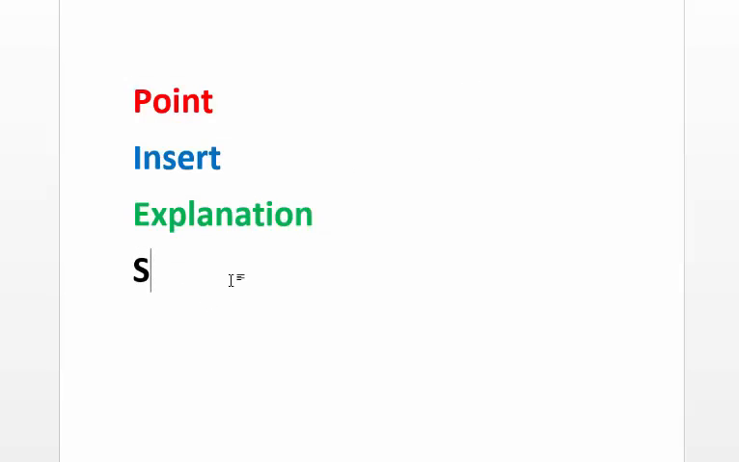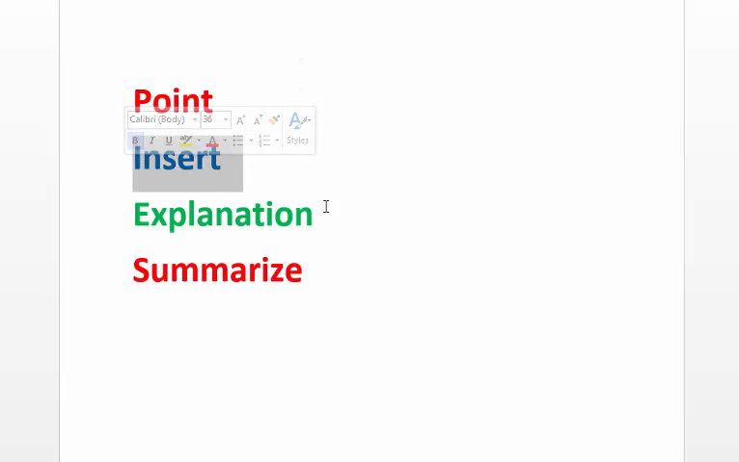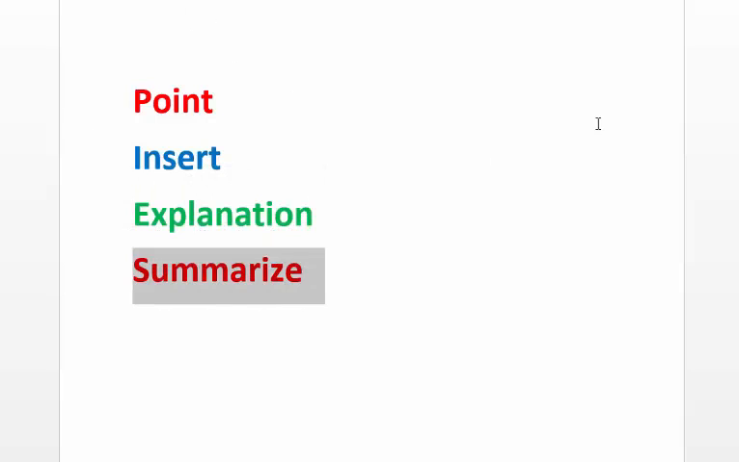Finally, oftentimes you want to summarize the point of the paragraph at the end so that you and the reader are both absolutely clear on what the main point was. Let's see if you can guess why I'm putting this in red before I offer the explanation at the end of the video. Let's see how a point, an insert, an explanation, and a summary sentence work together to make a really good academic paragraph.